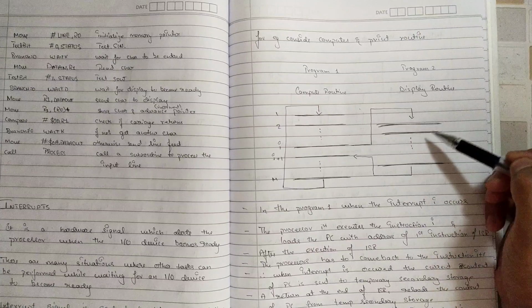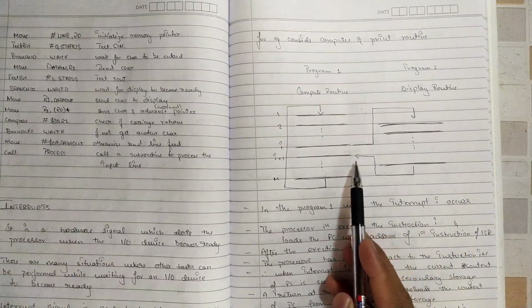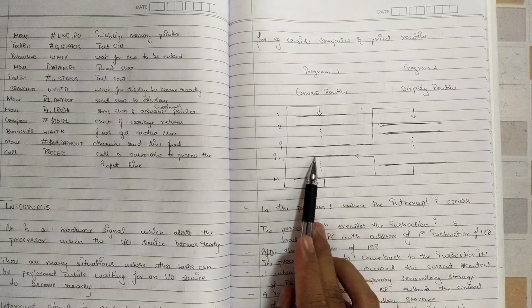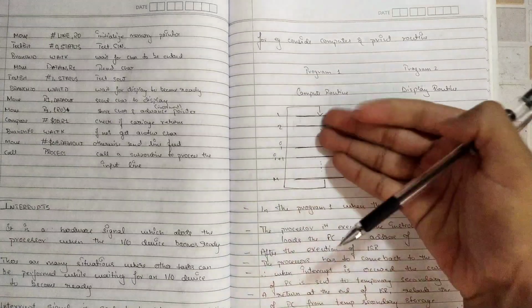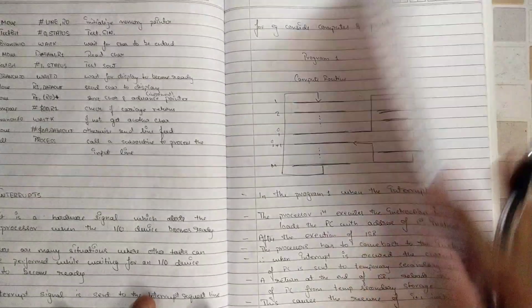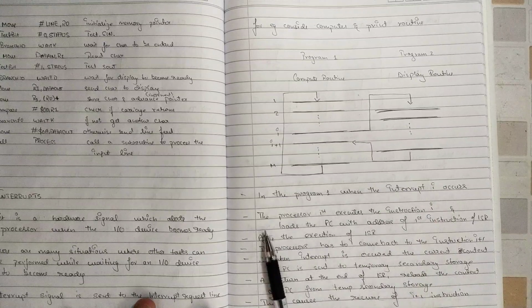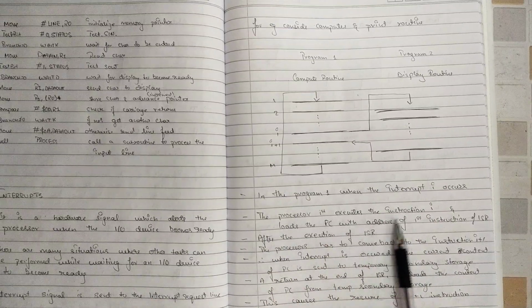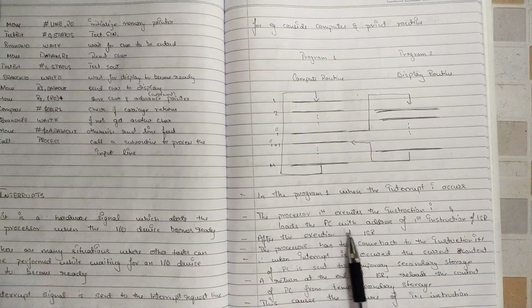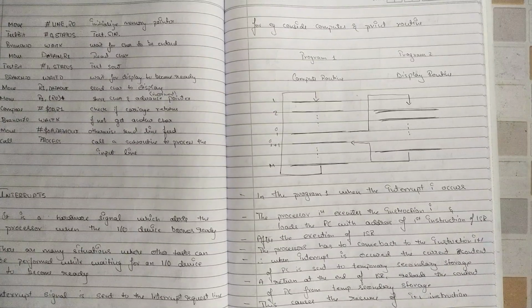Whatever instructions are executed in the interrupt service routine, after completing them the processor returns back to the I+1 position and continues executing the program. The same example is written here in words. In program 1, when interrupt I occurs, the program first executes instruction I and loads the PC with the address of the first instruction of the ISR, the interrupt service routine.